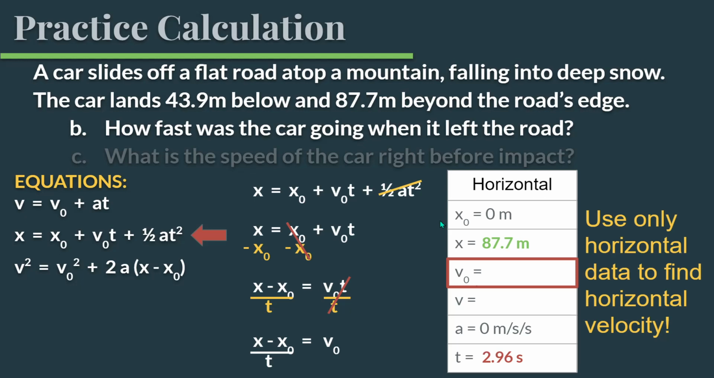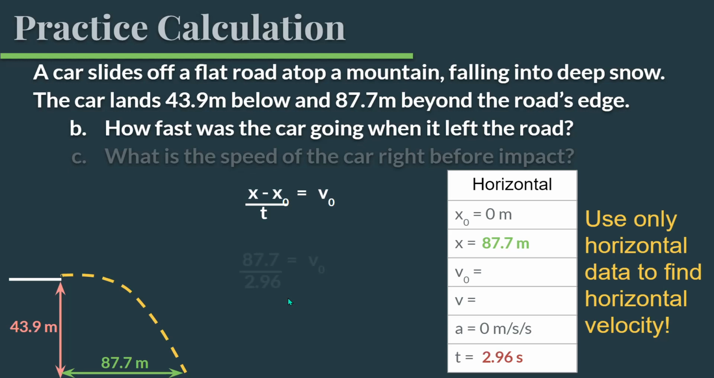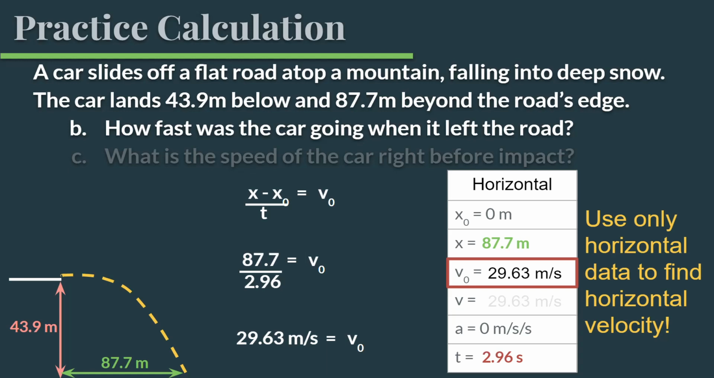Again, since the initial and final velocities are the same, this is technically average velocities equal to this. All right, so X minus X naught over T equals V naught. Let's go ahead and substitute in. That is 87.7 minus 0 over 2.96. And that will give me a velocity of 29.63 meters per second. And it is my initial velocity, but it's also my final velocity because, again, it's constant velocity. There is 0 acceleration in the horizontal direction.